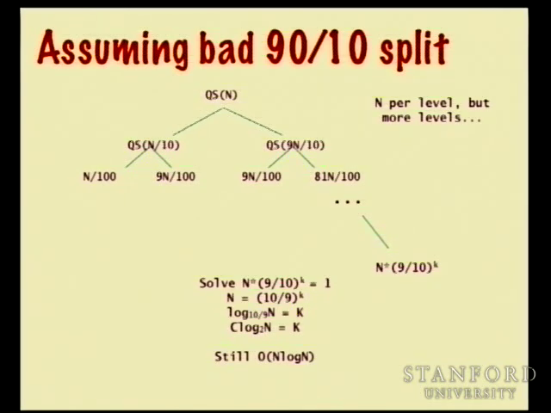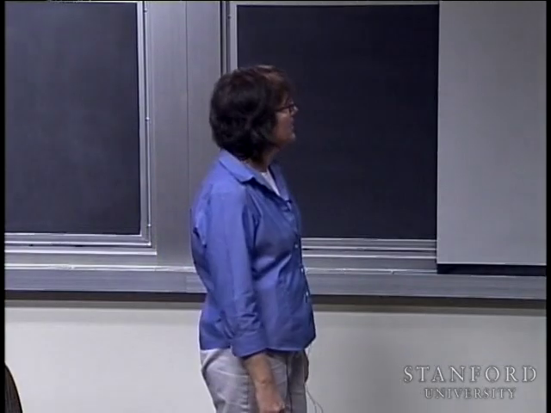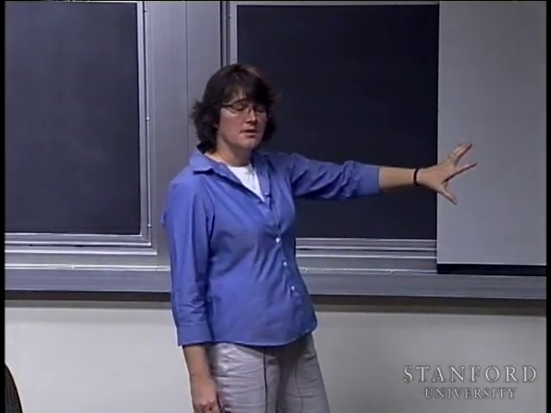So even though experimentally you would expect that getting this kind of split would cause it to work more slowly than it would have in a perfect split situation, the big O trend line is still going to look n log n, linearithmic in form. So that was pretty good to know.